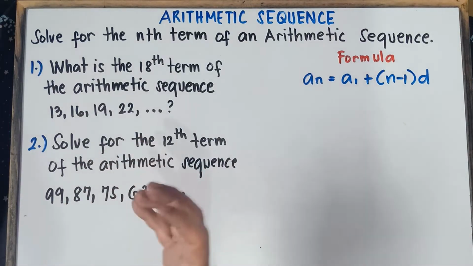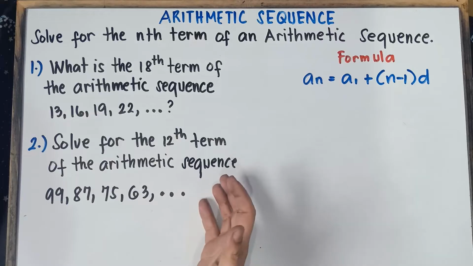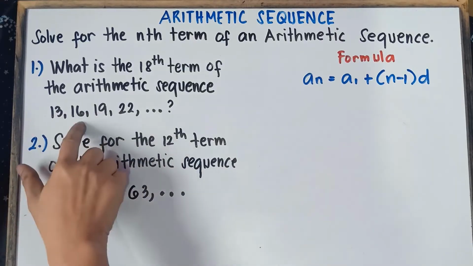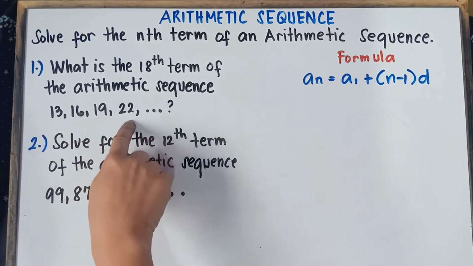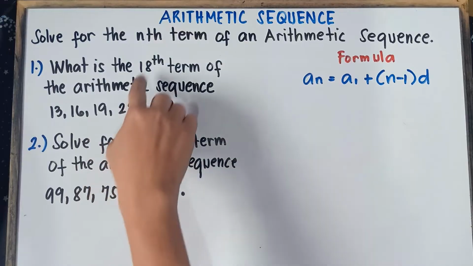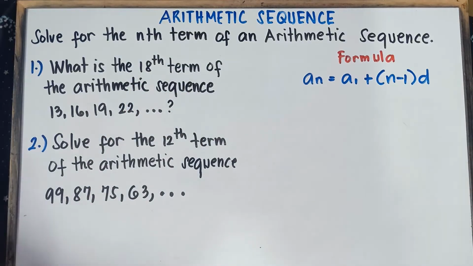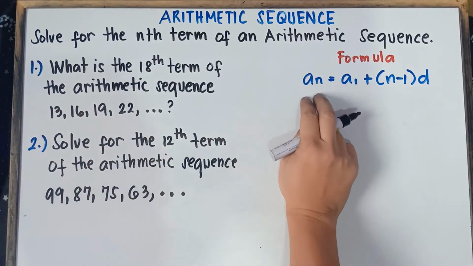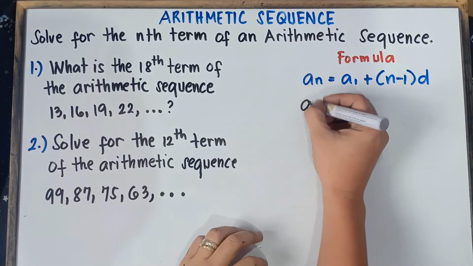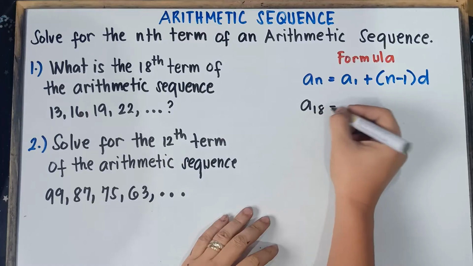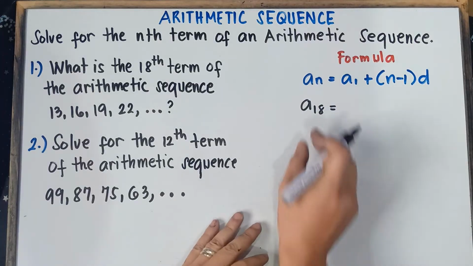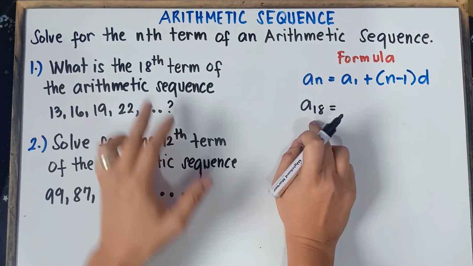What is the 18th term of the arithmetic sequence? Given the sequence, we have 13, 16, 19, and then 22. So we are told to find the 18th term, therefore a sub 18. The term that we're looking to find is a sub 18, the 18th term. So once again, we're looking for the 18th term.